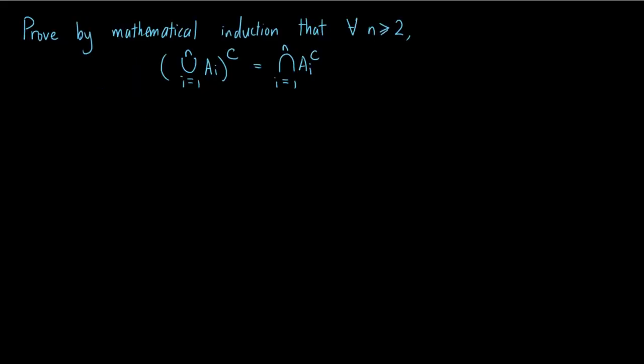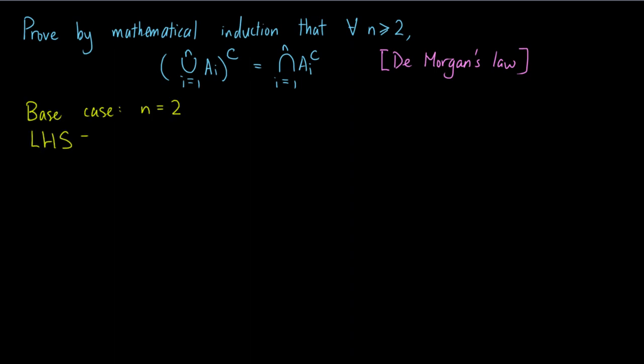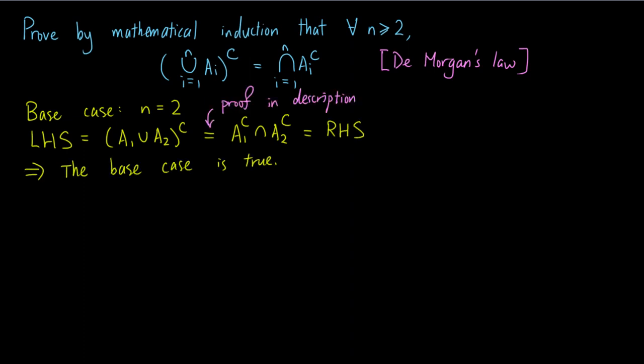As another example, let's try to prove that for all positive integers n at least 2, the complement of the union of A1 up to An is equal to the intersection of the complement of A1 up to the complement of An. This is the generalized version of De Morgan's law for sets. The base case is n equals 2, where the left-hand side is the complement of A1 union A2, which equals A1 complement intersect A2 complement, as we know from a previous video, link in the description. So this is the right-hand side, and the base case is true.